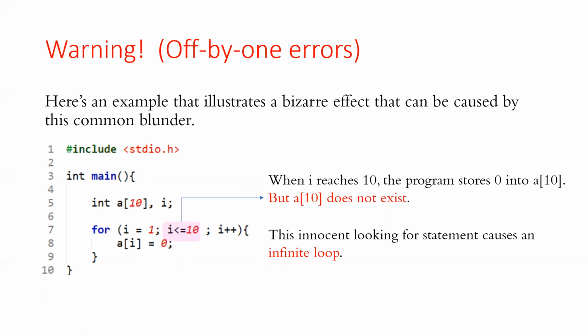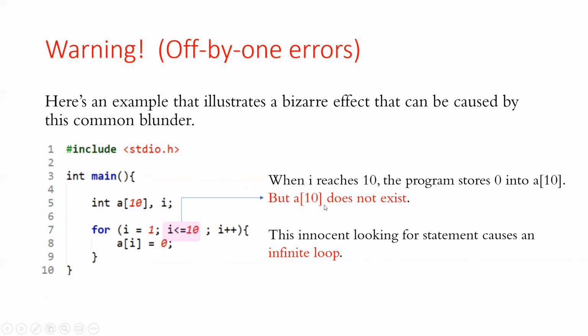Okay, but when i reaches 10, the program stores into A of 10. But your A of 10 does not exist. Why? So this innocent-looking for statement causes an infinite loop. So why does A of 10 not exist?